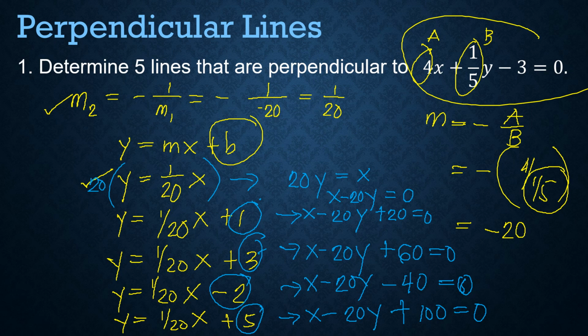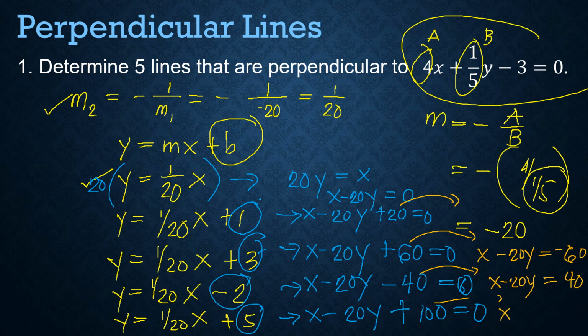So if you're just looking for the standard form, then you can just move the 20 to the other side, the 60 to the other side. So you can have x minus 20y is equal to negative 20, x minus 20y is equal to negative 60, x minus 20y is equal to 40, or x minus 20y is equal to negative 100.